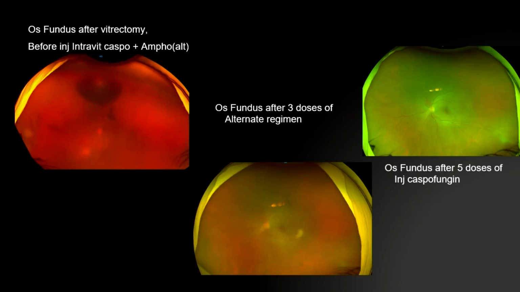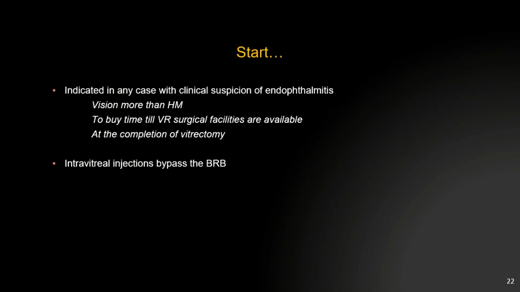So this was the fundus of the left eye when the patient underwent vitrectomy and subsequently intravitreal caspofungin and amphotericin were given. After the 3-dose alternate regimen, this was the second fundus picture. And after the complete dose of caspofungin, the vitreous was clearing and the fundus was seen. So these are the 3 cases, sir, where we have switched the antibiotics and antifungals, and the response was better.